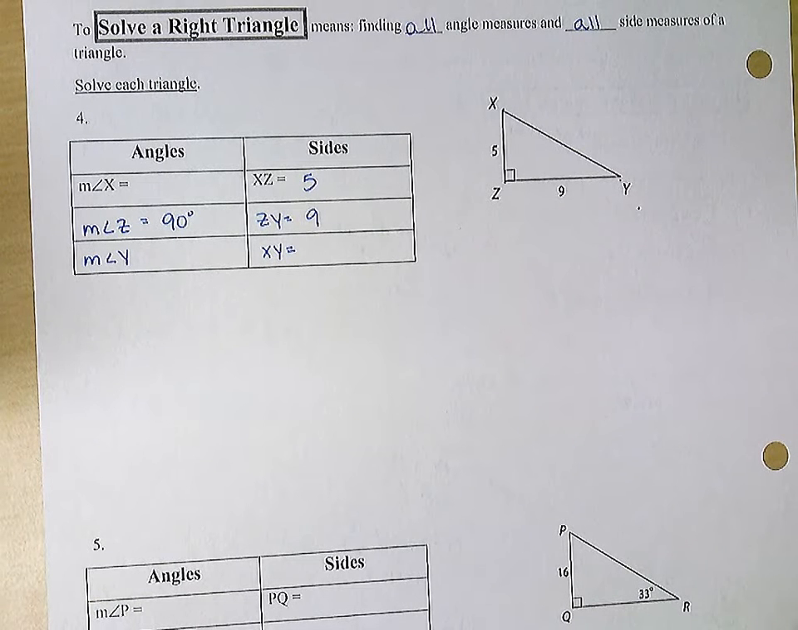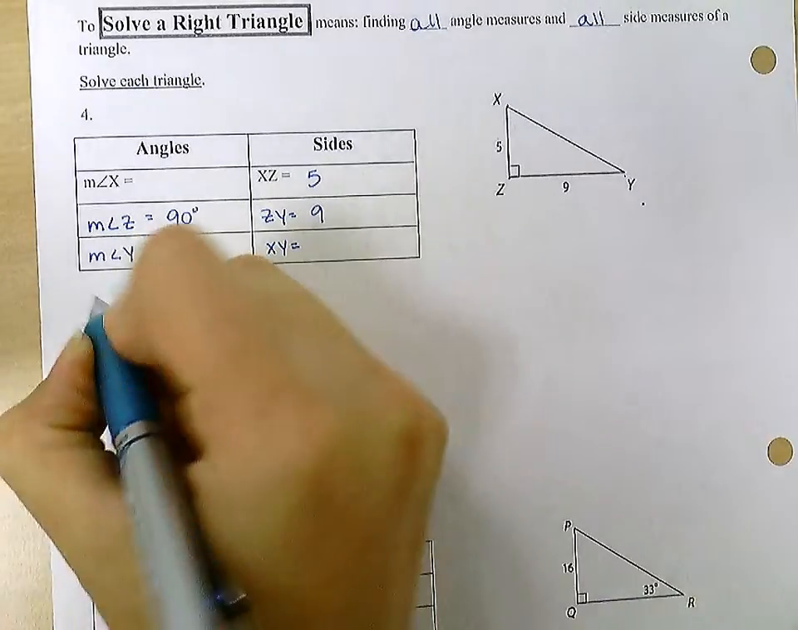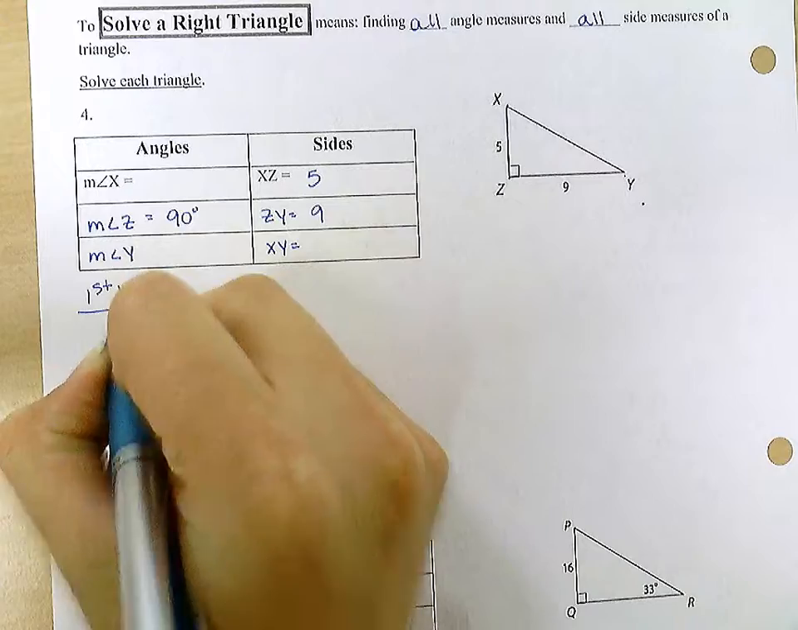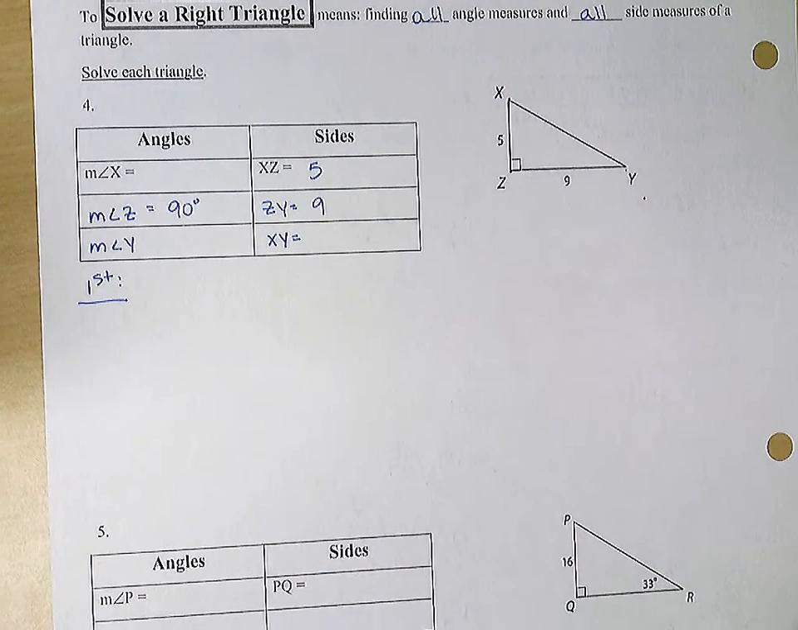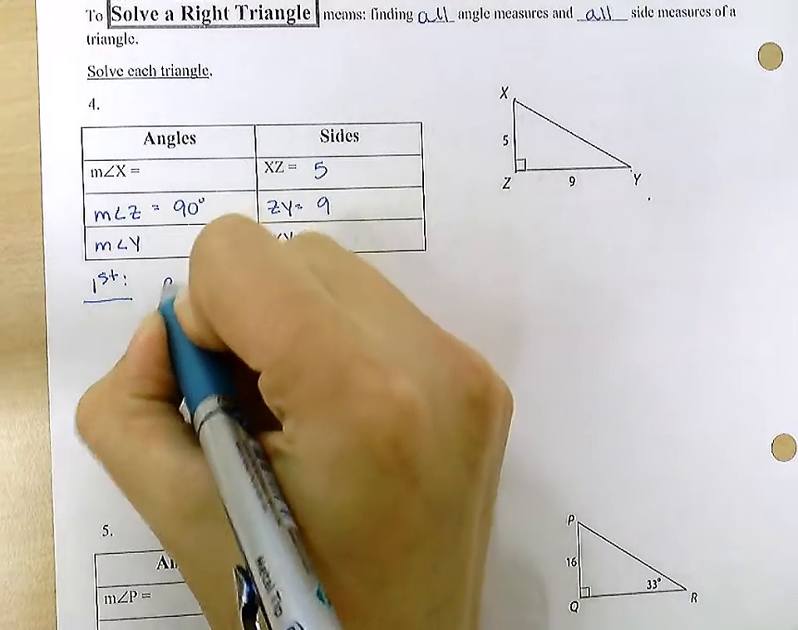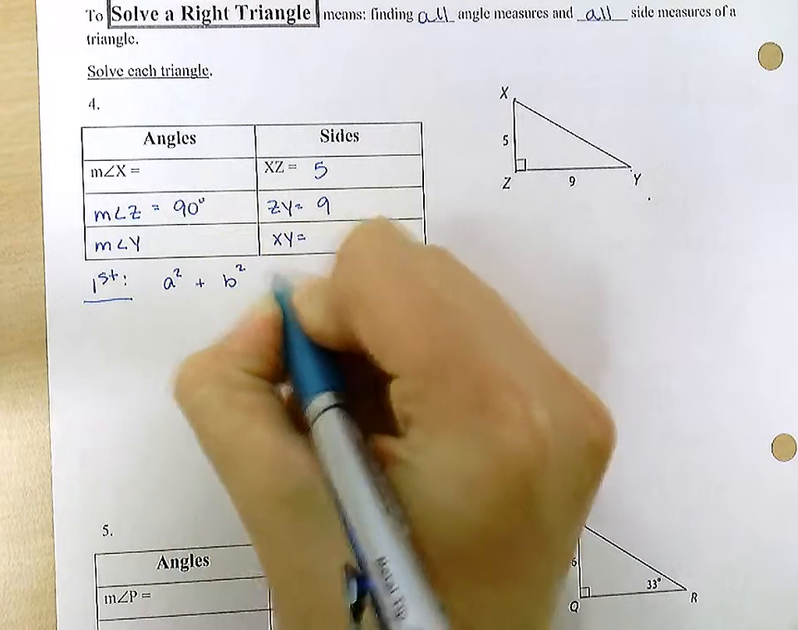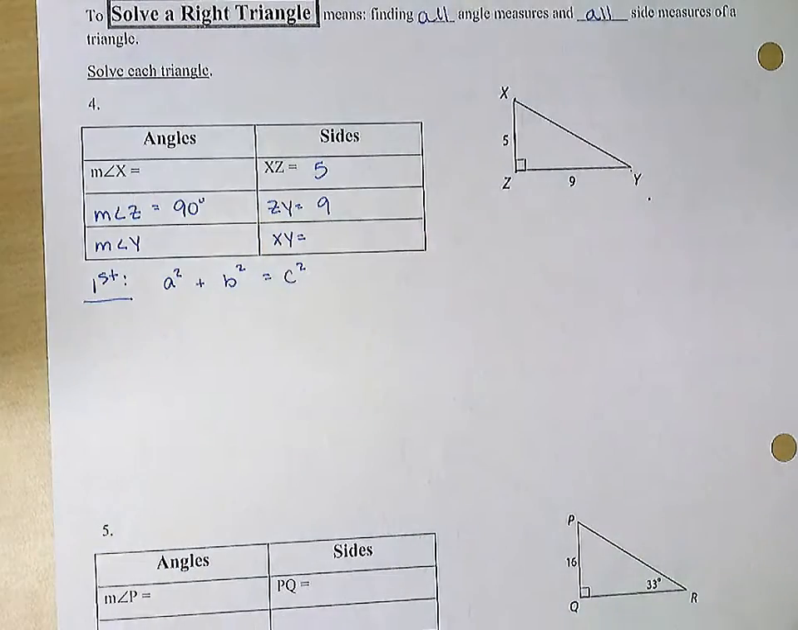First thing I do, if I have 2 of my sides of a right triangle, what can I use to find the third side? Go ahead, Dawn. The Pythagorean theorem. Good. So my first step here, I'm going to use the Pythagorean theorem. So a squared plus b squared equals c squared.